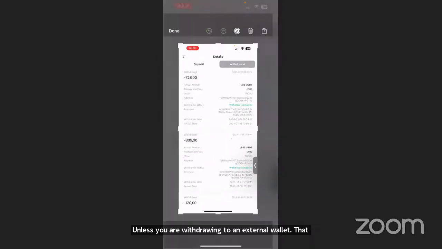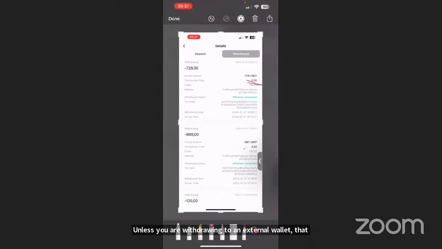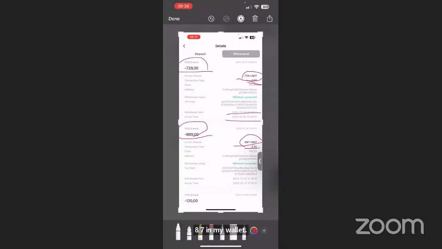USDT. Like for instance, this one I paid 2, this one I paid 2. The money that was withdrawn is 889, then I got 887 in my wallet. So every day two is deducted. Now I'm always focused on the withdrawal time for the networkers, okay?